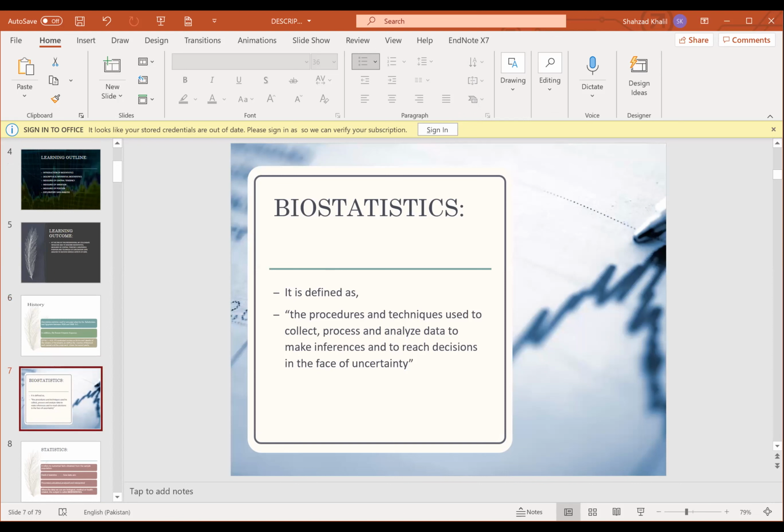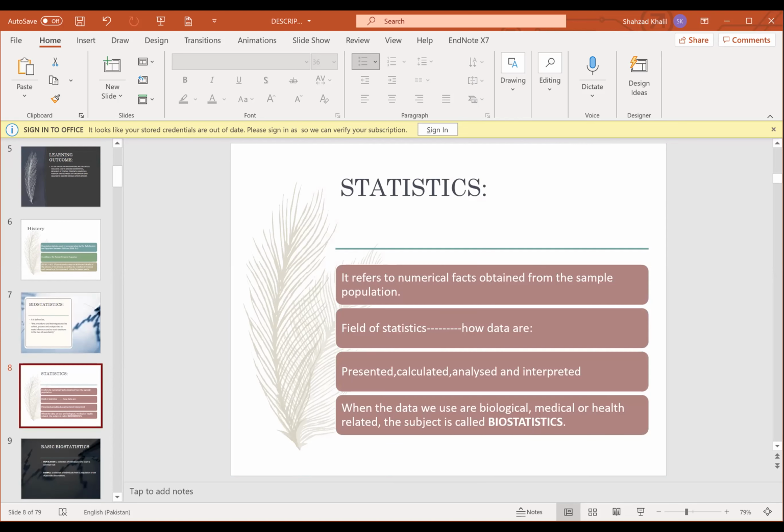So, what is biostatistics? It is defined as the procedures and techniques used to collect, process, and analyze data to make inferences and to reach decisions in the face of uncertainty. Statistics refers to numerical facts obtained from the sample population. The fields of statistics include how data are presented, calculated, analyzed, and interpreted. When the data we use are biological, medical, or health related, the subject is called biostatistics.